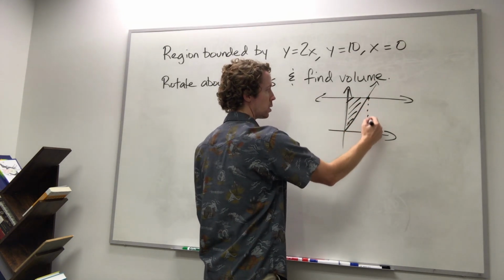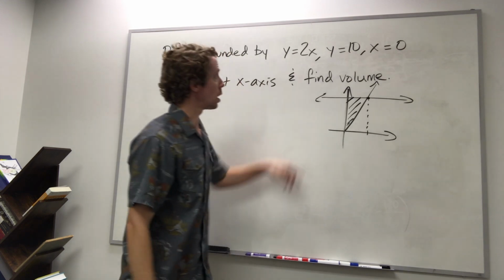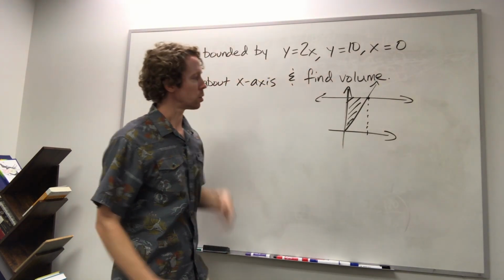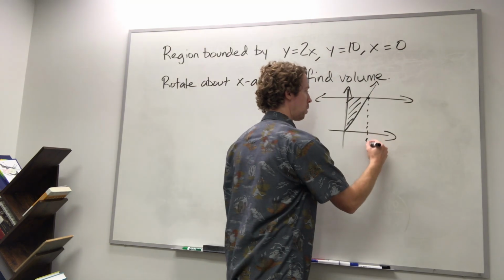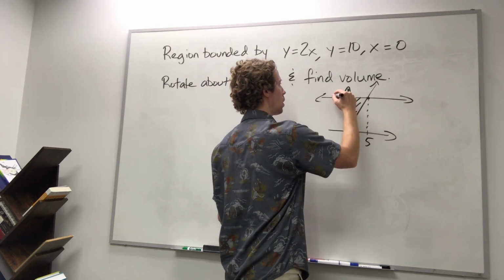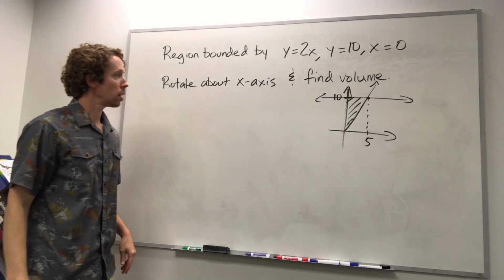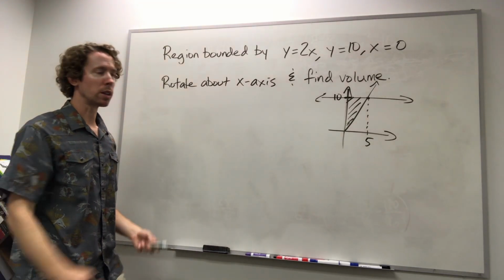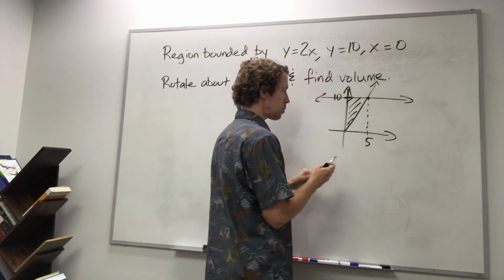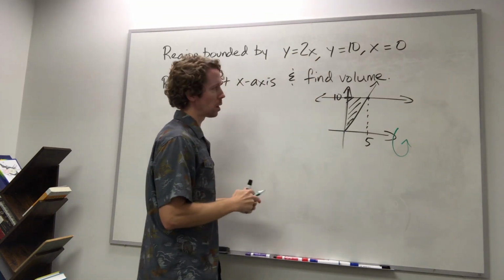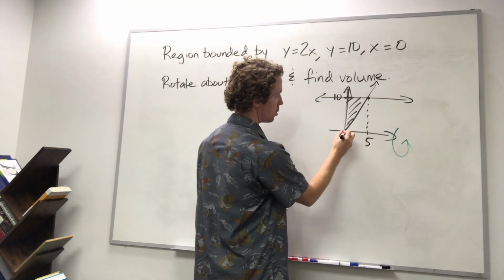I can find this intersection point by setting y equals 10 equal to y equals 2x. So that's x equals 5. And I'm wanting to rotate this around the x-axis. So when I do that, it creates this three-dimensional object.